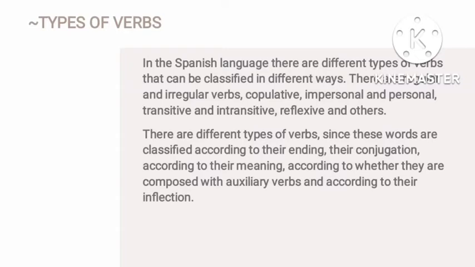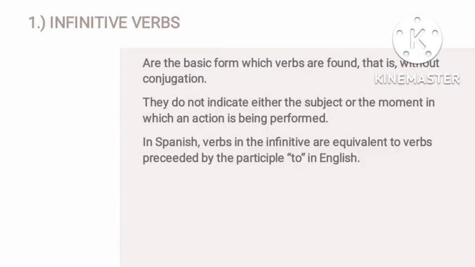In the Spanish language, there are different types of verbs that can be classified in different ways. Number 1 is the infinitive verbs. It is the basic form in which verbs are found, that is, without conjugation. In Spanish, verbs in the infinitive are equivalent to verbs preceded by the particle to in English.